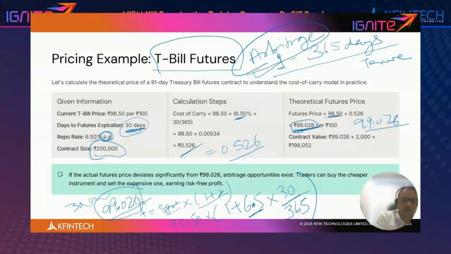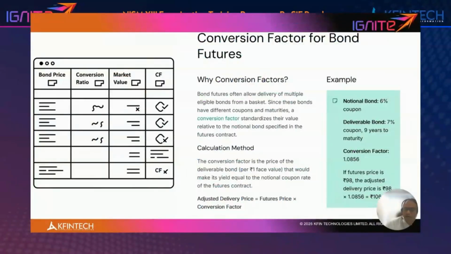So that's what is written over here. If the actual price is deviating significantly from 99, an arbitrage opportunity exists. Okay, now this is important: the conversion factor for bond futures. Now, why conversion factors? Bond futures often allow delivery of multiple eligible bonds from a basket.